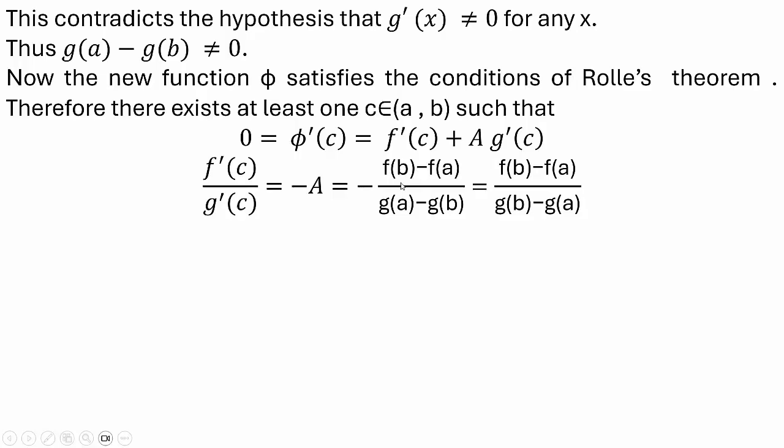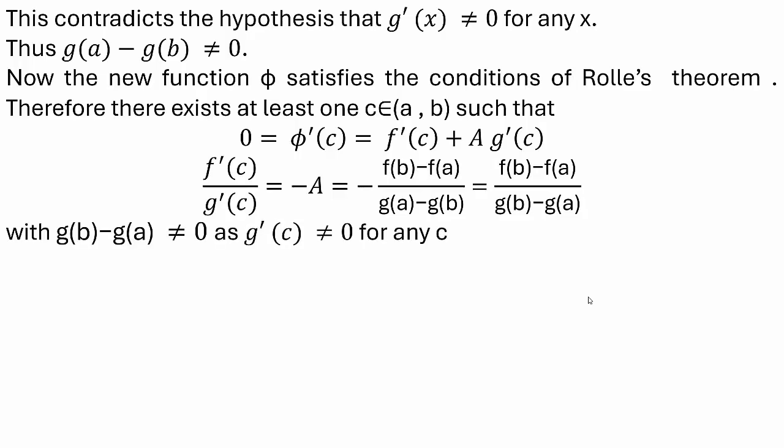-a equals minus times (f(b) - f(a)) / (g(a) - g(b)), which is equal to (f(b) - f(a)) / (g(b) - g(a)). Therefore, f'(c) / g'(c) = (f(b) - f(a)) / (g(b) - g(a)), with g(b) - g(a) not equal to 0, as g'(c) is non-zero for any c. This proves Cauchy's mean value theorem.